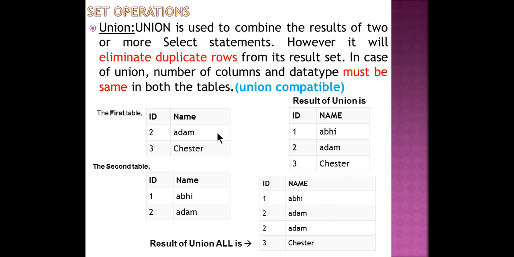So if this is the first table and this is the second table, both tables are compatible because they have the same number of columns and their data types are also the same. Hence, you'll get the result. Union gives all the tuples of both the relations, and union all means duplicates will also be displayed in the result. Union will only display the distinct values. Duplicates are eliminated, but in union all, duplicates are also displayed.